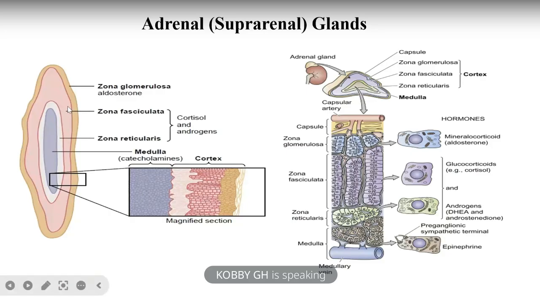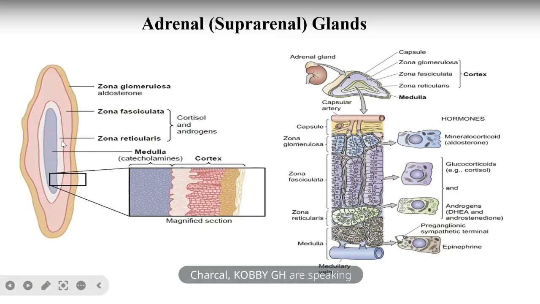Then from the reticularis, the middle portion of the cortex, we call it the zona fasciculata. Then the outermost part of the cortex is the zona glomerulosa. Okay, so if I ask you, what are the 2 main divisions of the adrenal gland? The adrenal medulla and the adrenal cortex. That's your answer.